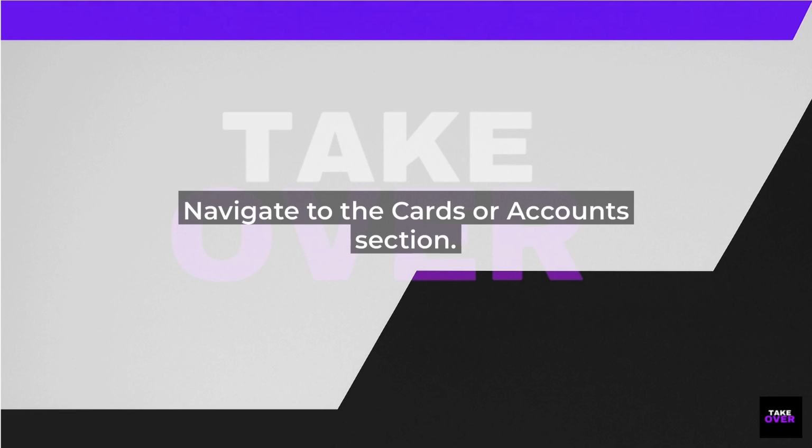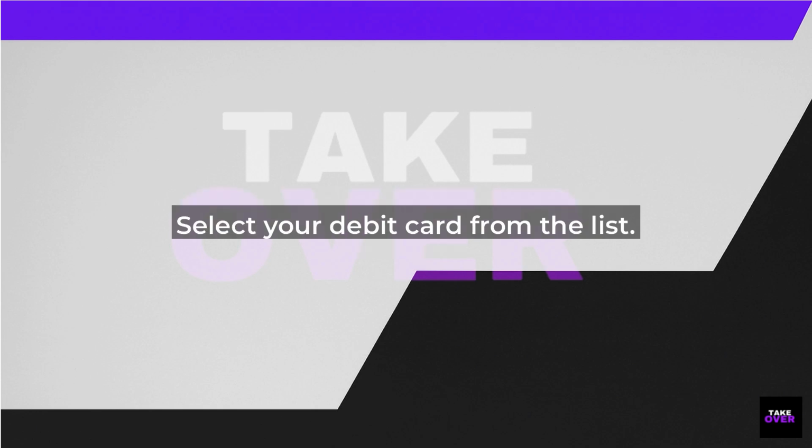Now, once you're logged in, head to the main dashboard. Look for the Cards or Accounts section. It's usually front and center. Tap on it, and you'll see a list of your linked cards. Select your debit card from the options. It might show the last 4 digits to help you identify it quickly.